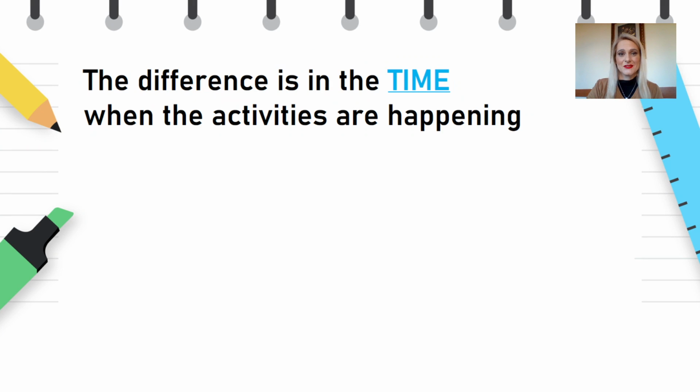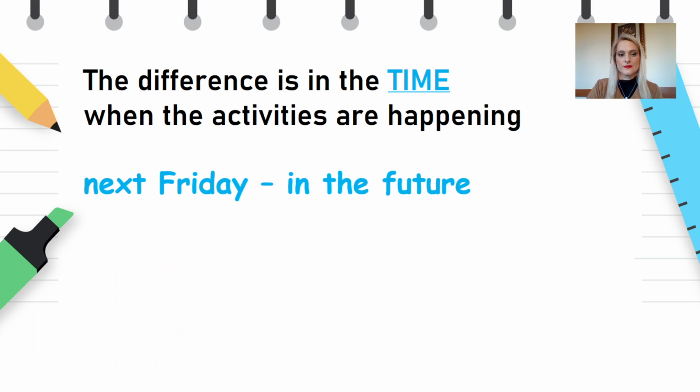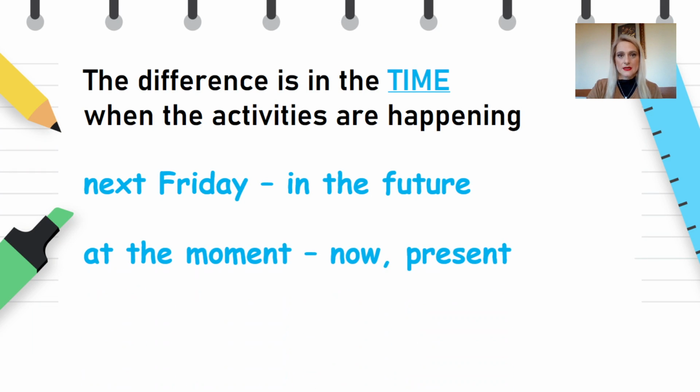Yes, you guessed it. The difference is in the time when the activities are happening. In the first sentence, the activity is happening next Friday, which means in the future. In the second sentence, it's at the moment, which means now, at present.